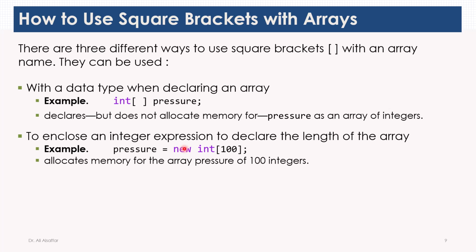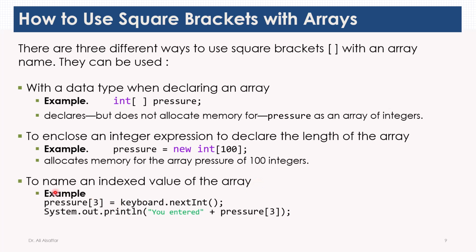When you want to allocate space in the memory for the array, then you put between square brackets the size of the array to allocate in the memory. So this declaration now allocates memory for the array pressure of 100 integers.